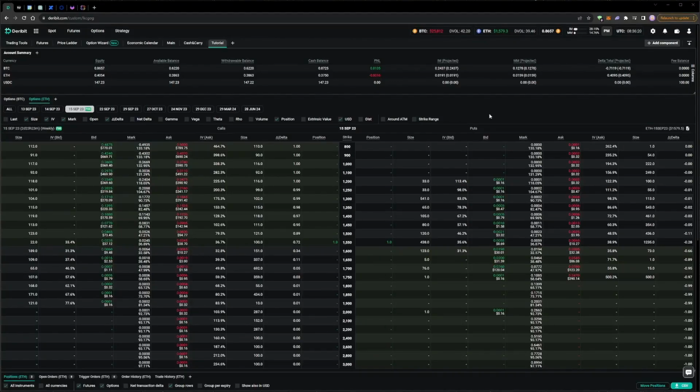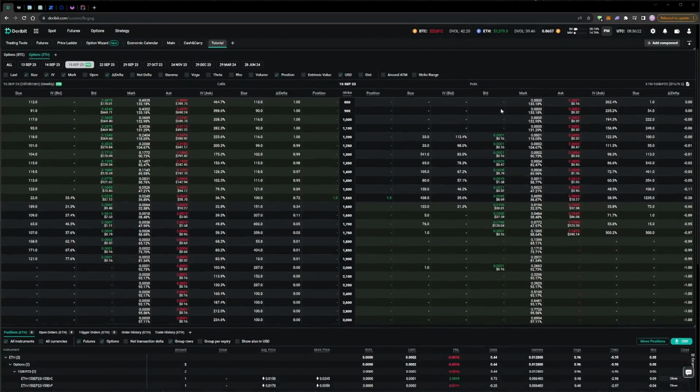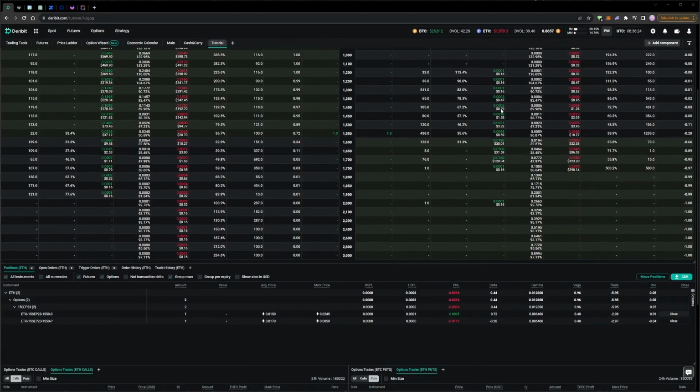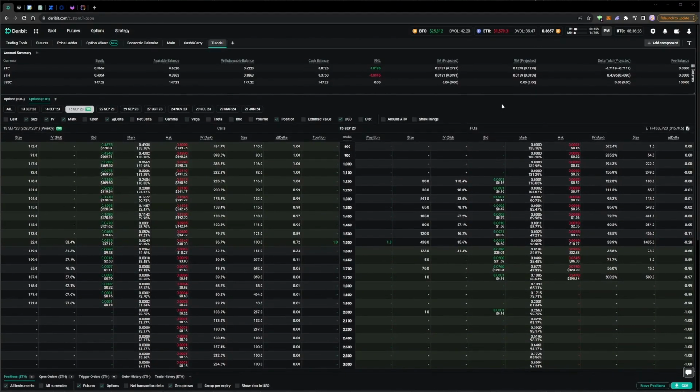Option trading screens can be a little overwhelming at first, but they are a lot simpler than they first appear, especially when you have some practical examples to use as a reference. This video will walk you through how to trade an option on Deribit, how to track the performance of the trade while it is open, and how to close an option position.